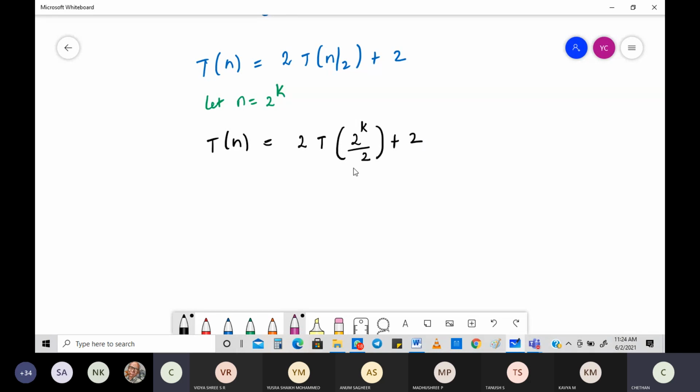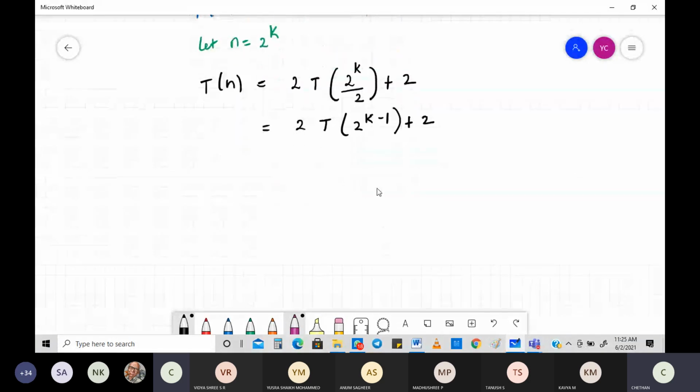What's the other way of writing it? 2T(2^(k-1)), carefully, because when the 2 comes on top it becomes 2 to the power of minus 1. So this will become like this, plus 2. This is with regard to the first element. For the next element, I need to substitute for this. So this will become 2T(2^(k-2)) plus 2 and of course plus 2.